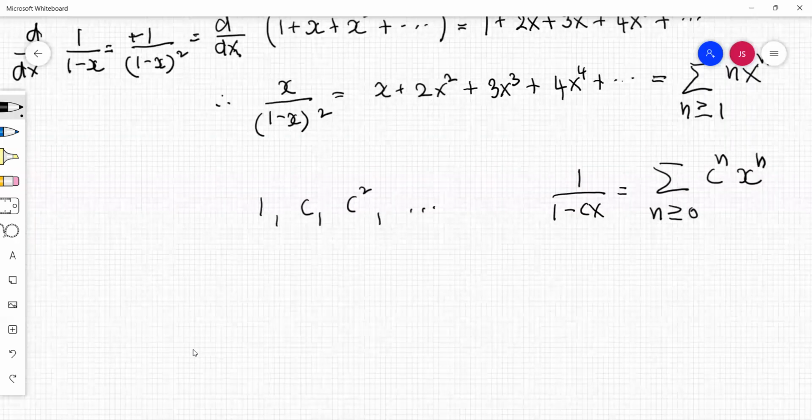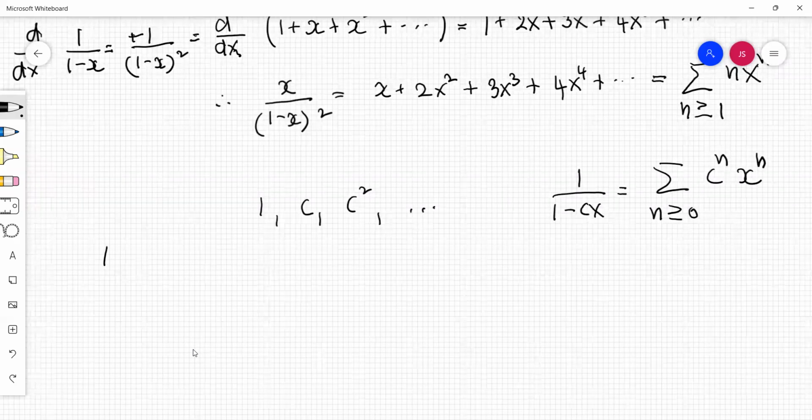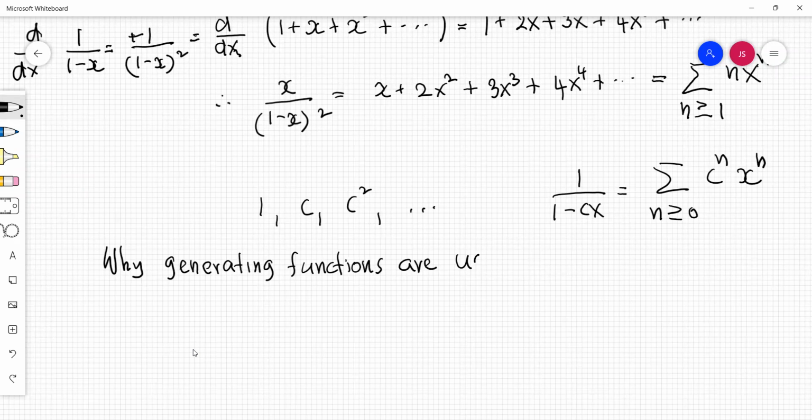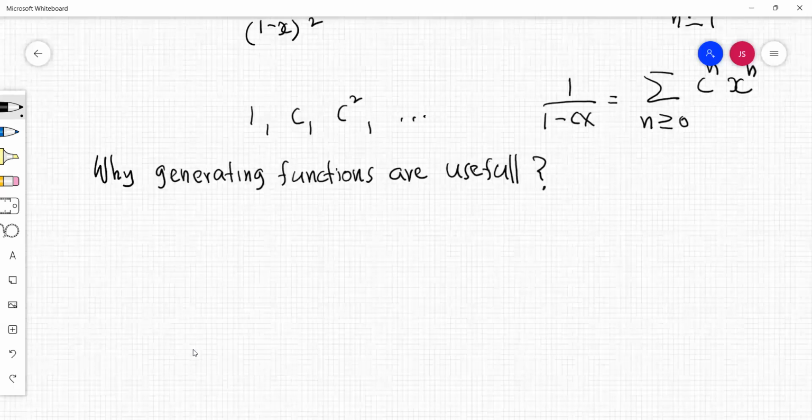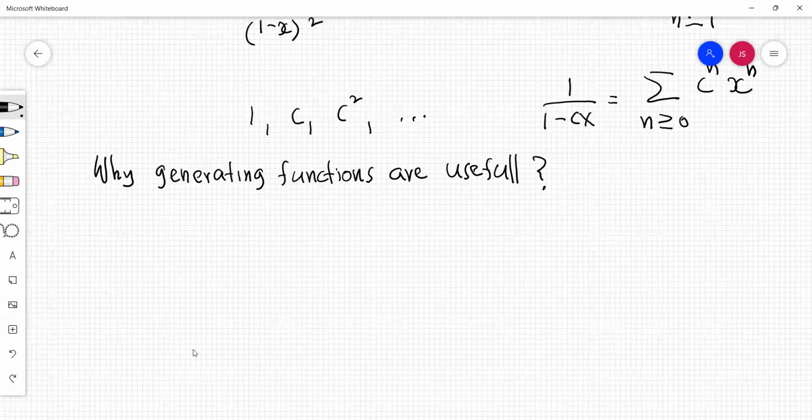Now let's see the usefulness of generating functions. Why are generating functions useful? Let's start with an example.